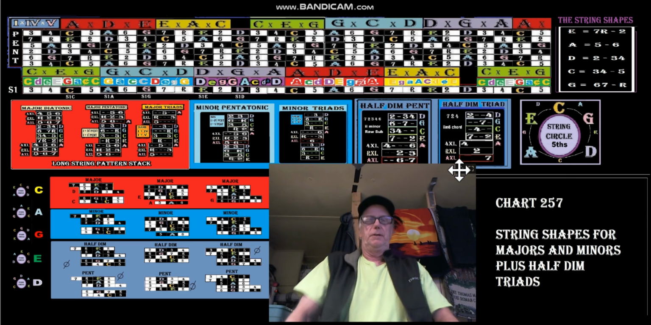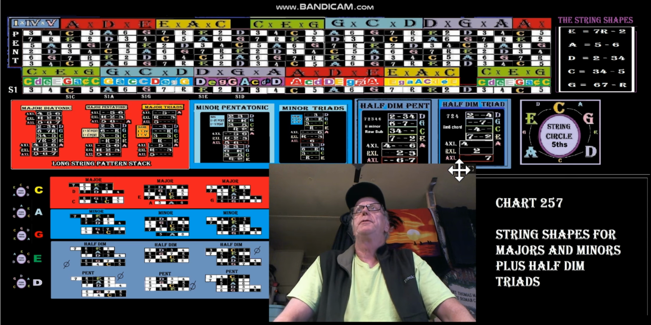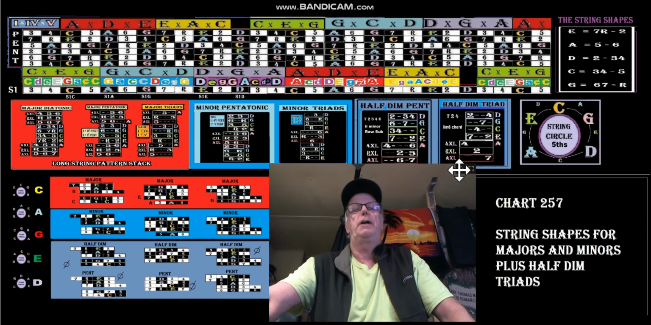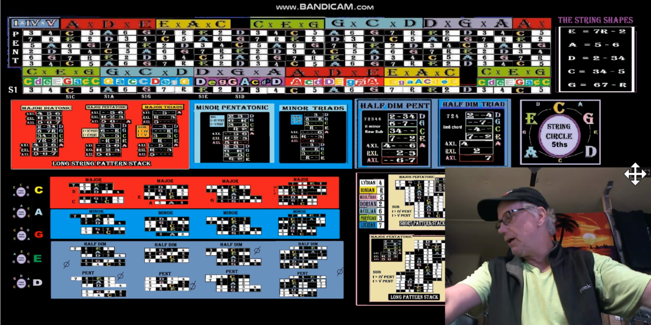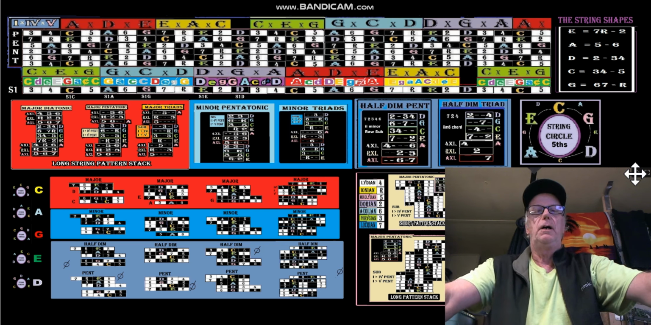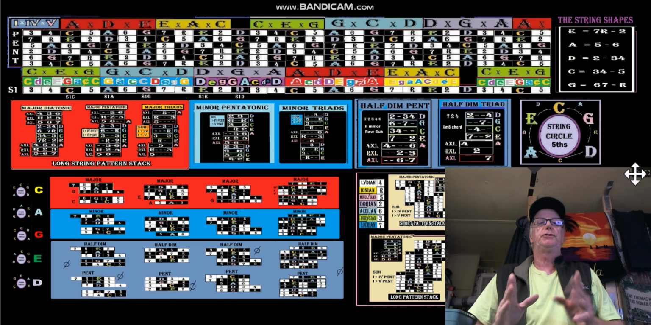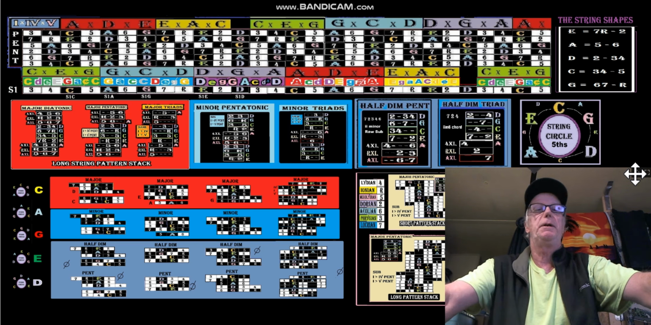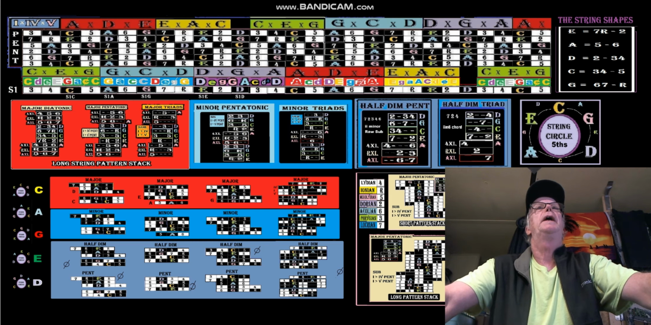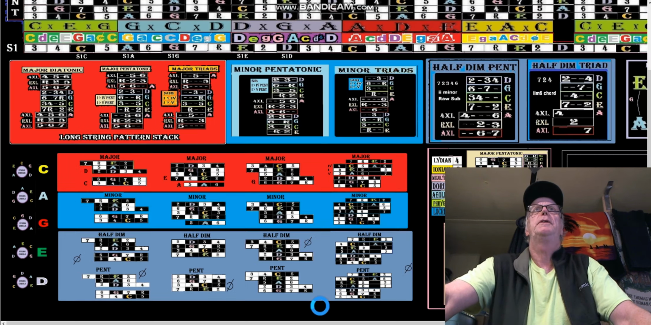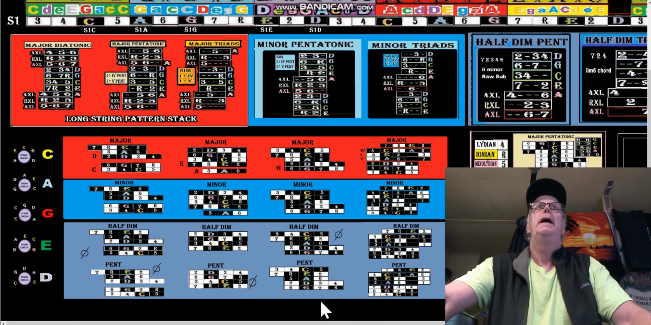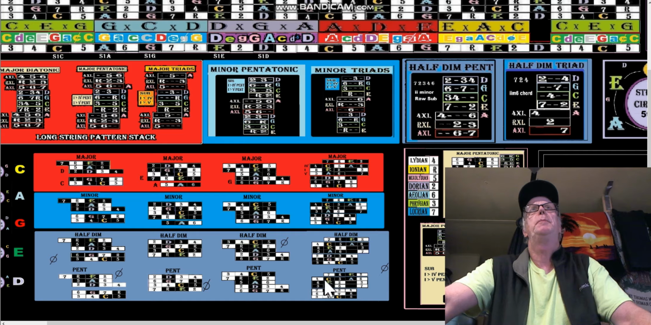So still working on the string shapes. So we got string shapes for majors and minors plus half diminished triads. We're going to be focusing on triads, but we are going to be using the pentatonic as a boundary structure for the triad arpeggios, and we're also going to be looking at the half diminished pentatonic because it's not well known, and also you want to know which one, how am I playing that half diminished pentatonic.